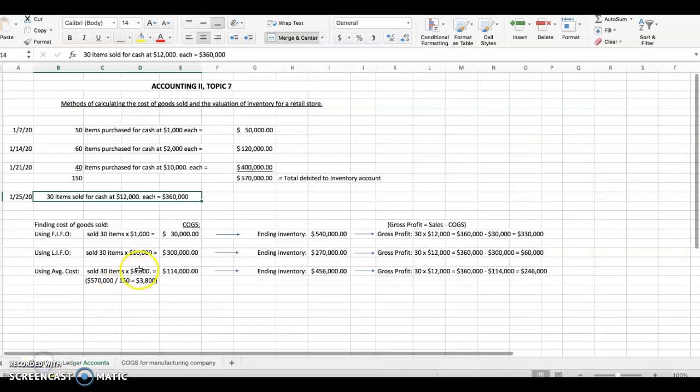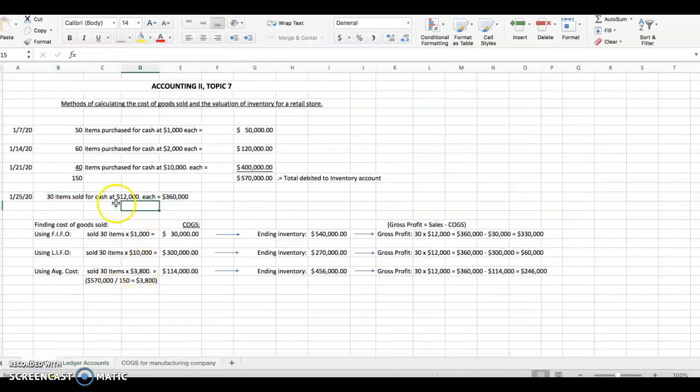So that's the information we have. The task of the accountant is to determine what these 30 items cost the business, because that makes a difference. We use 3 different methods. FIFO means first in, first out. So this always involves an assumption.